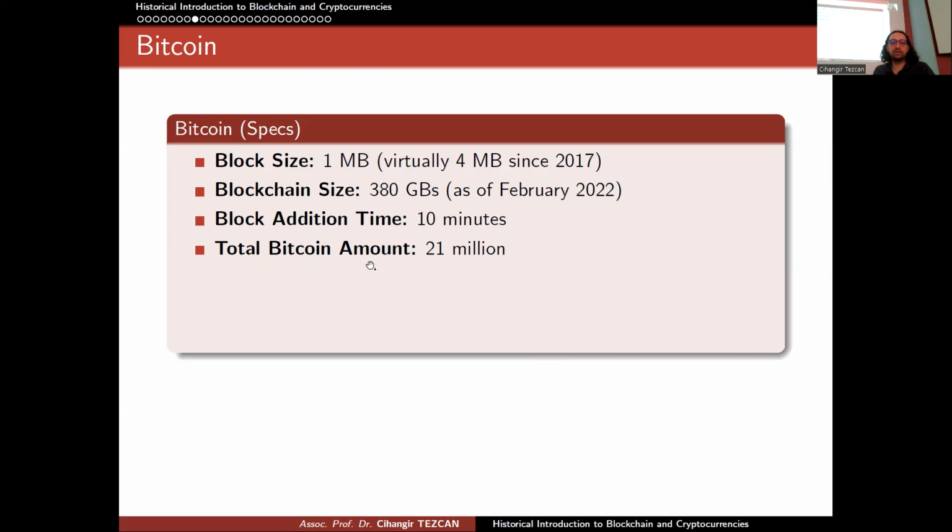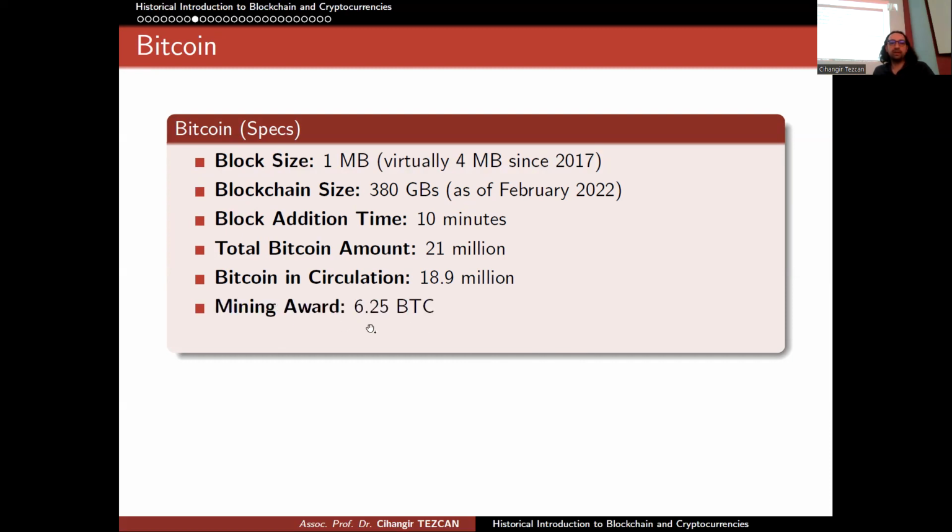And initially, the total amount of Bitcoin is limited to 21 million. This way, the value is expected to increase in the future because there is a limited amount of Bitcoin. This does not happen in normal currencies, because there isn't any limit to the money that you can produce as a country, right? Currently almost 19 million is in circulation, so only 2 million are left to be mined.